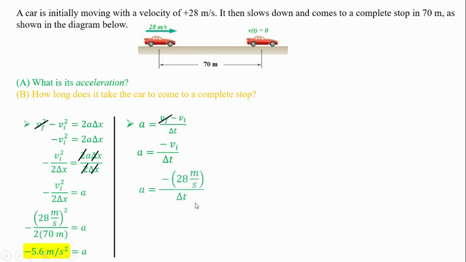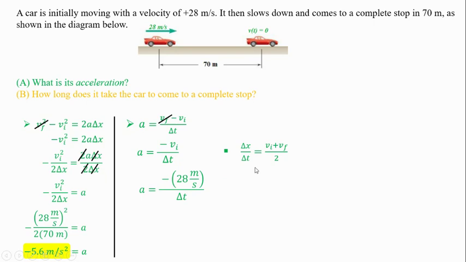So you notice here what's holding you back, if you had applied this strategy, is your change in time. How much time did it take for the car to come to a stop or travel 70 meters in this case? But that's okay. It's okay if you're stuck. Just go find it using a different kinematics equation.